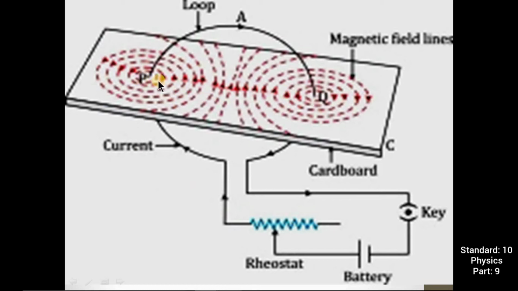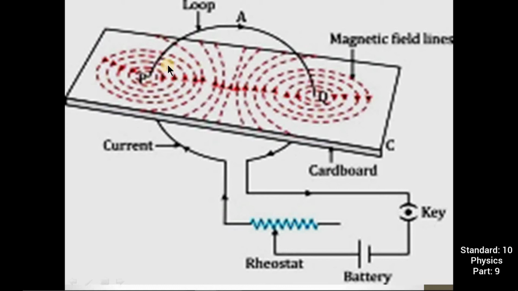At the point P, the current passes from P to Q. Note that the current passing here is in the clockwise direction. In this picture, the current is carried in the clockwise direction. You can see the current is carried in the clockwise direction, from P to Q, on this side. Okay.